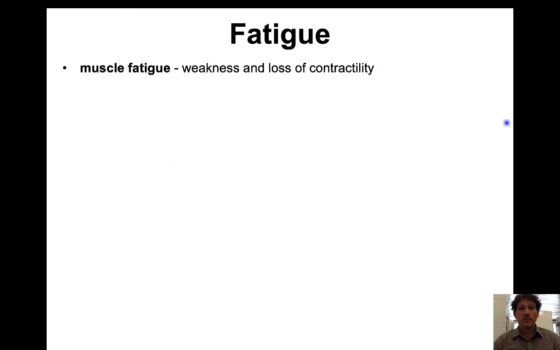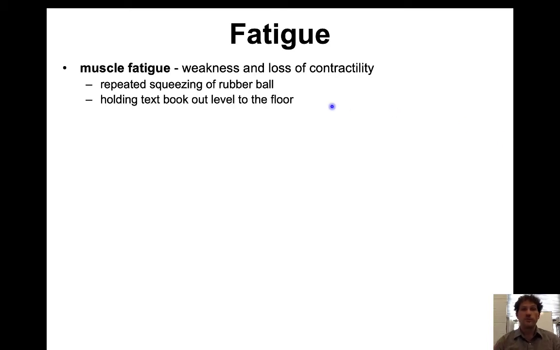Now, when we talk about muscle fatigue, this is obviously the weakness and our loss of contractility. So if you were to take a rubber ball and squeeze it over and over and over again, maybe you do this while you're driving, but at some point you start losing the ability to do that, and the strength of squeezing decreases the longer you're doing it. Or if you were to take your textbook or your computer, you're sitting there in front of your laptop right now or your desktop, and you were to hold that up and hold it there, at some point those muscles are going to fatigue. So why does that happen?